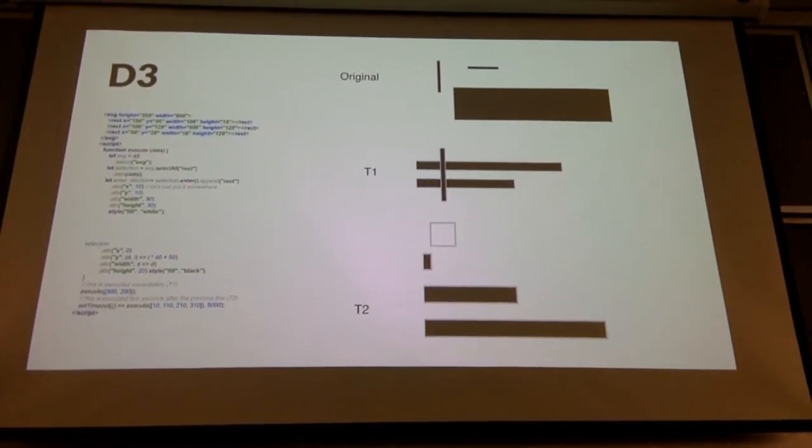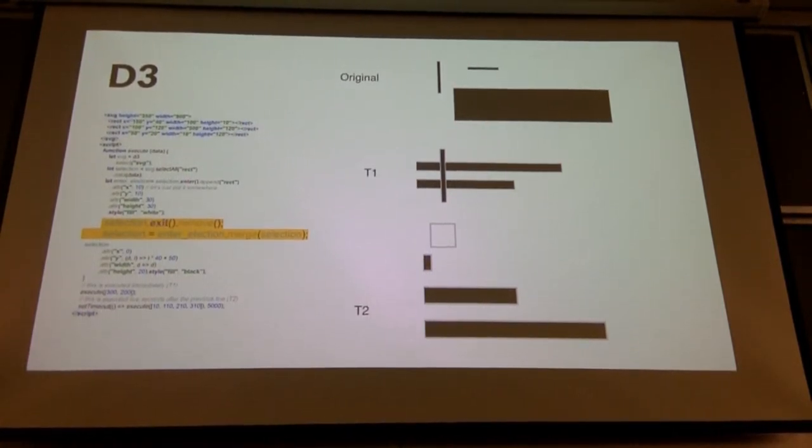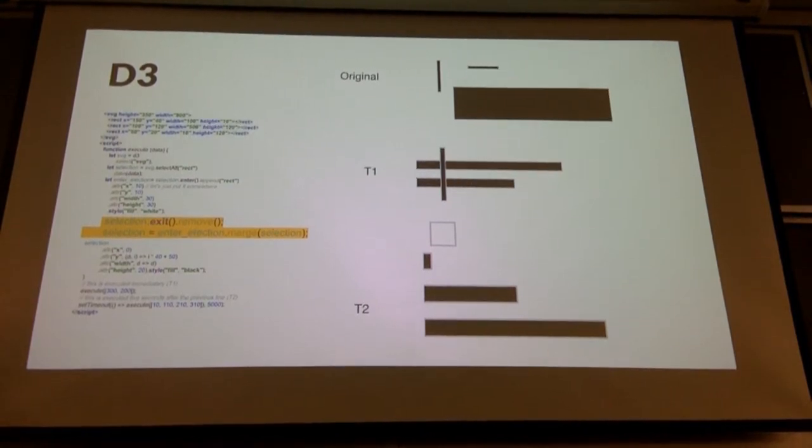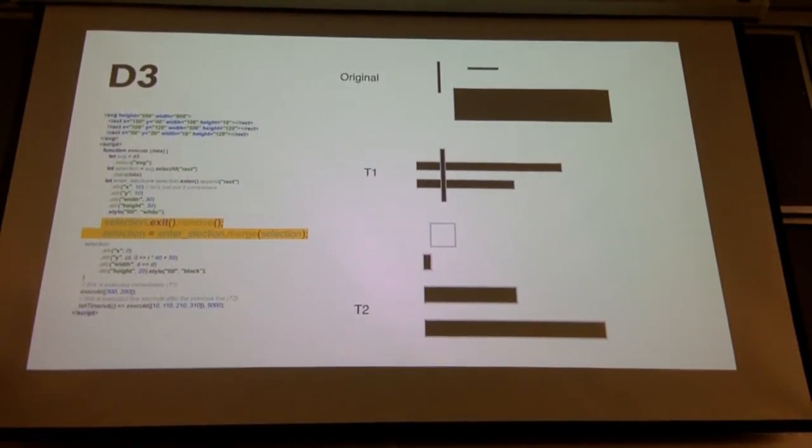And how do I fix those two things? What is missing? An exit and a merge. And so to fix that, you simply have selection.exit.remove, and then selection.enter, and then selection.merge. Any questions about this?